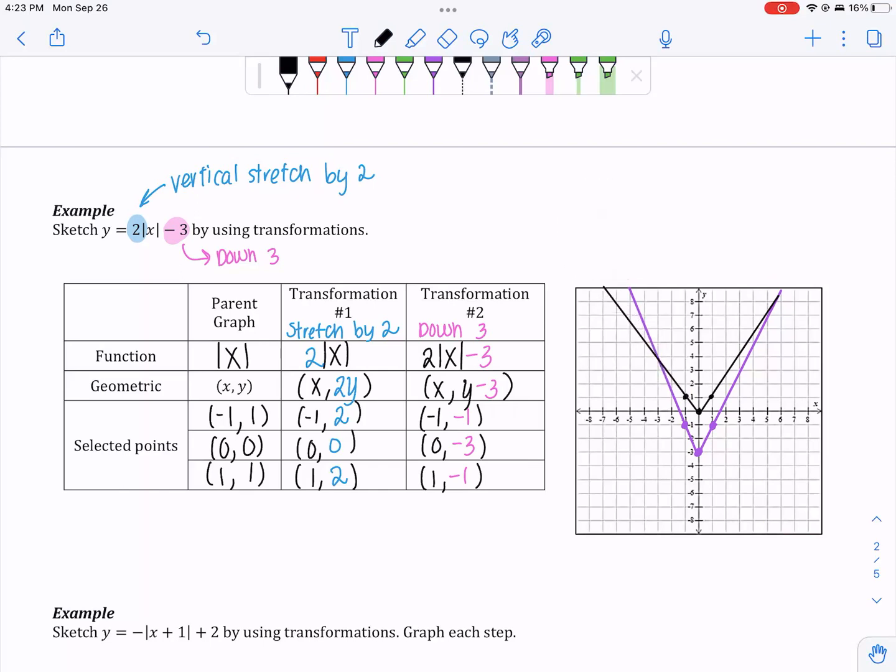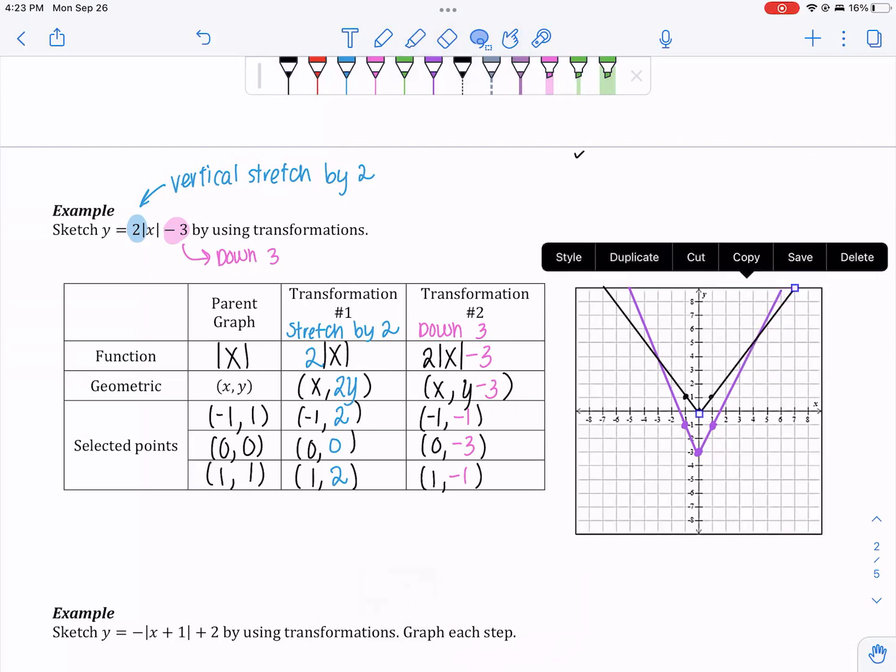Let's see. Oh man, I'm really bad at drawing those lines. Yeah, that's not quite it. There you go. So the original absolute value would be the black one, and then you can see the purple one, the transformed one, skinnier and moved down 2 units.